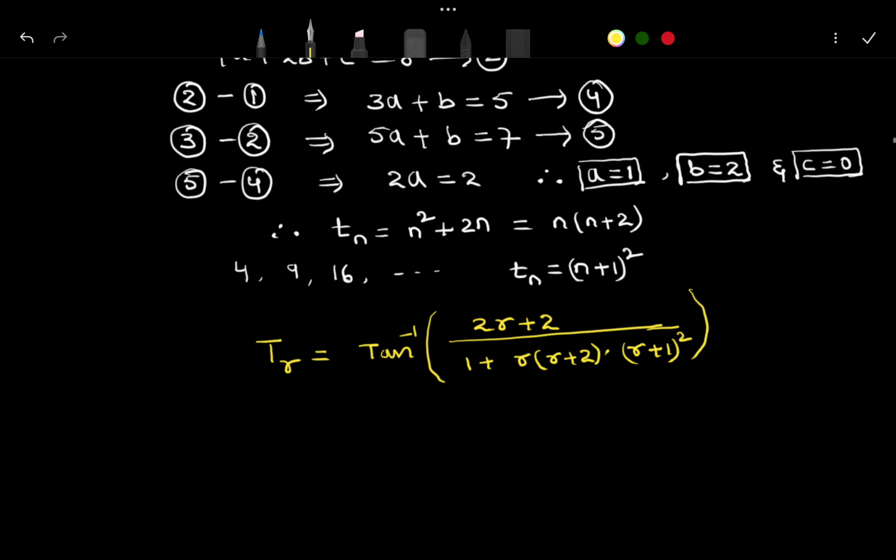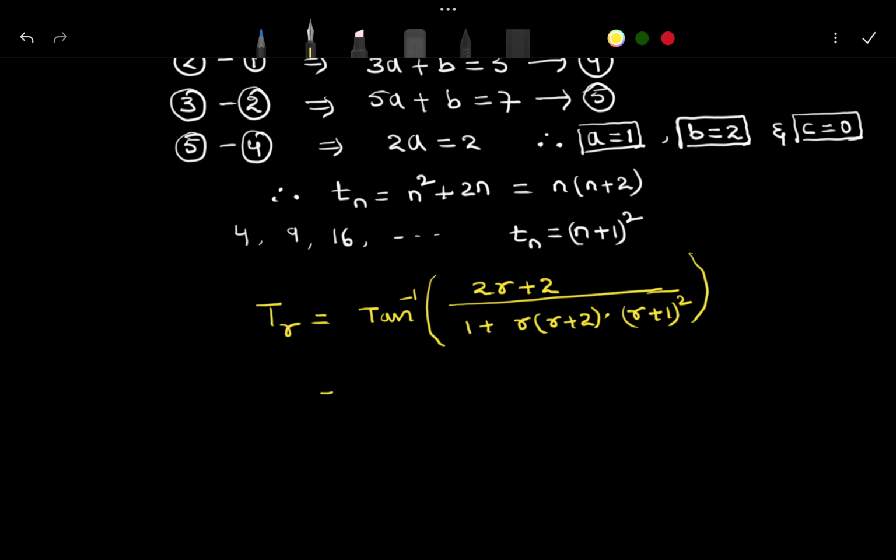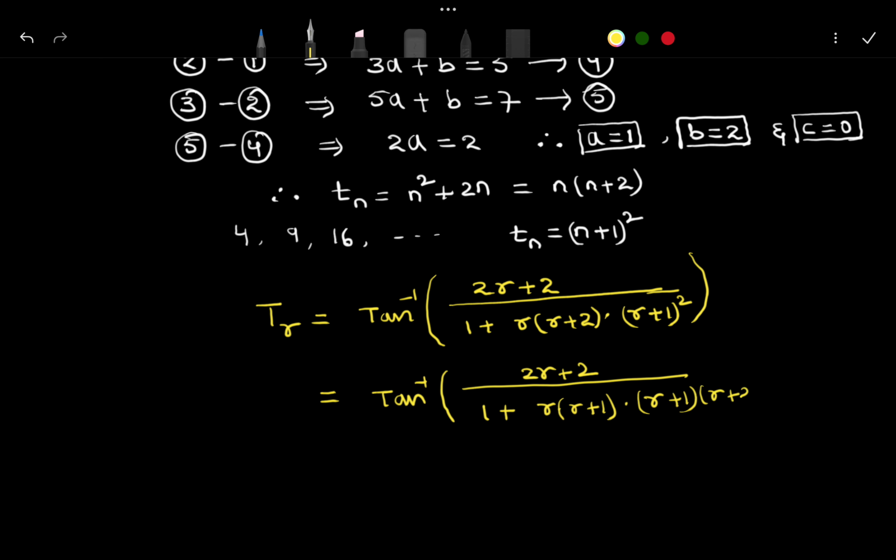After this, we can write this value as tan inverse of 2r plus 2 whole divided by 1 plus, and here I will write r plus 1 whole square as r plus 1 into r plus 1. So I will write r into r plus 1, and next r plus 1 into r plus 2.